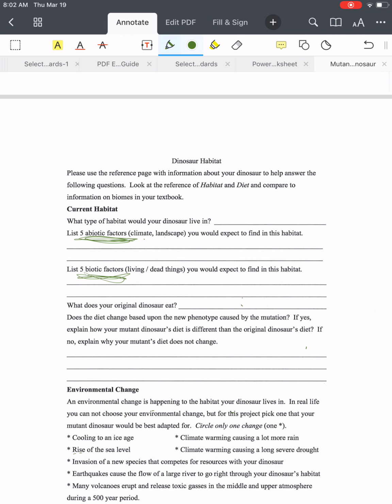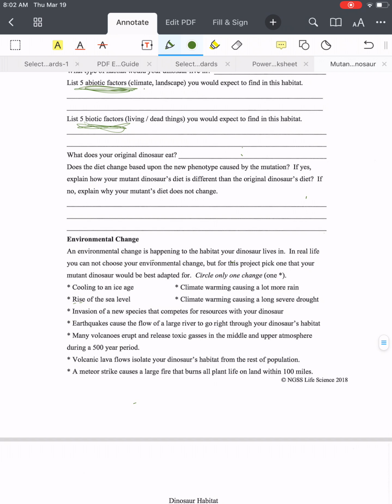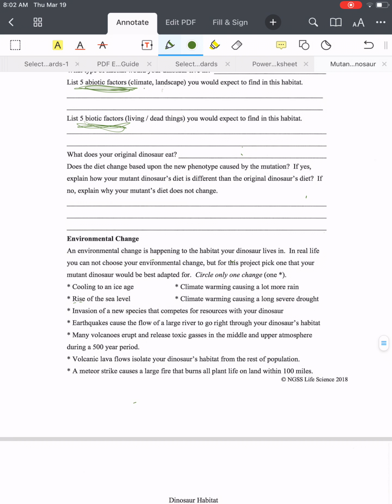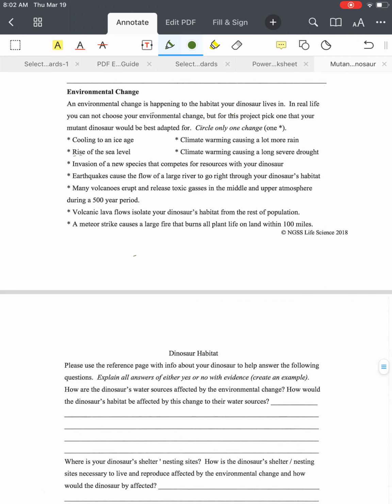Okay, so then you go on to write some facts about your dinosaur's habitat. What would it live in? Go ahead and do some research. Five abiotic factors: these are non-living things like temperature or water. Other facts. Then you do your biotic factors. These are things it could come into contact with that are alive, like plants, things that would be in its ecosystem. So then you get to pick an environmental change.